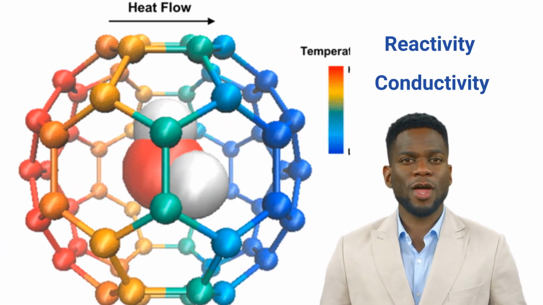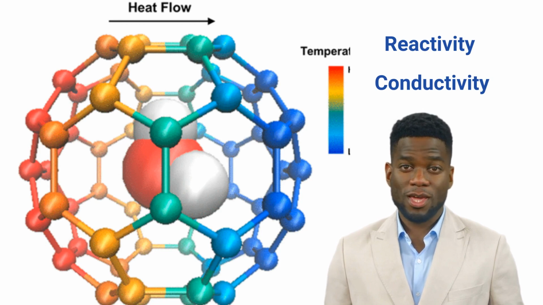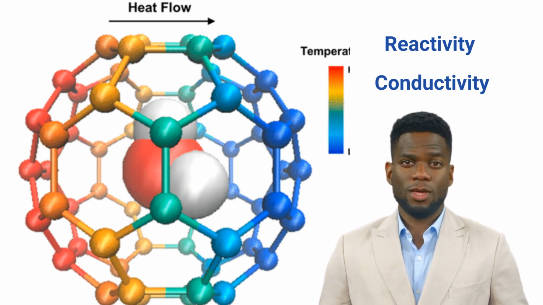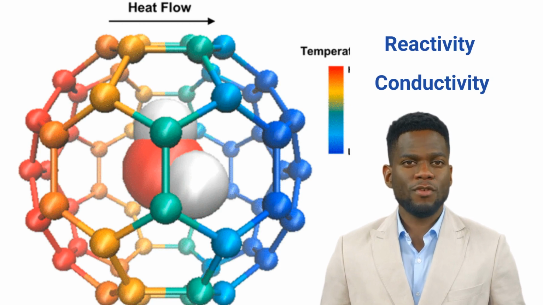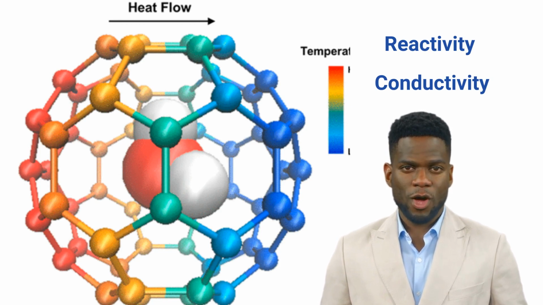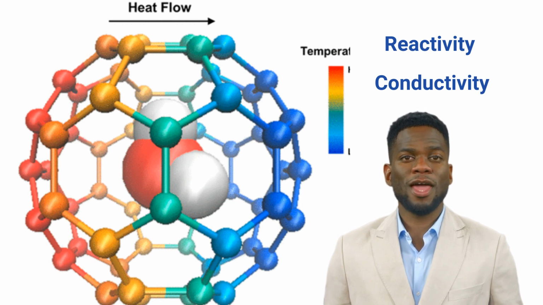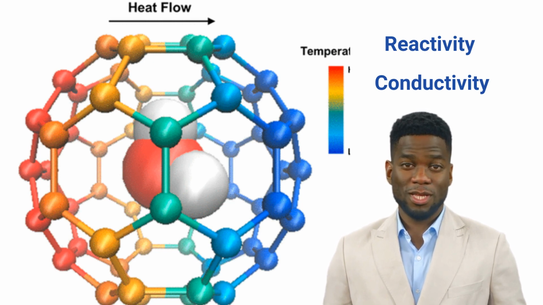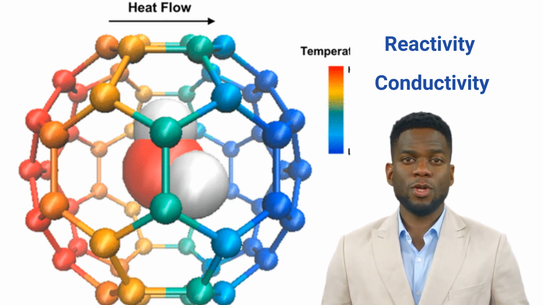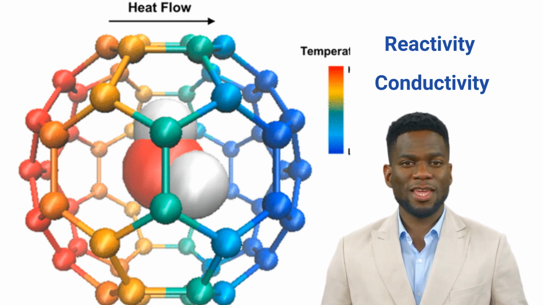Reactivity. Despite its stability, C60 can participate in various chemical reactions due to the presence of double bonds between some of the carbon atoms. The electrons in these double bonds can be involved in reactions with other atoms or molecules. Conductivity. Under certain conditions, such as when doped with other elements, C60 can become conductive. This is again due to the electron delocalization throughout the molecule, allowing electrons to move more freely than in a typical insulator. These properties hold high value in the science of radiology and cancer treatment.